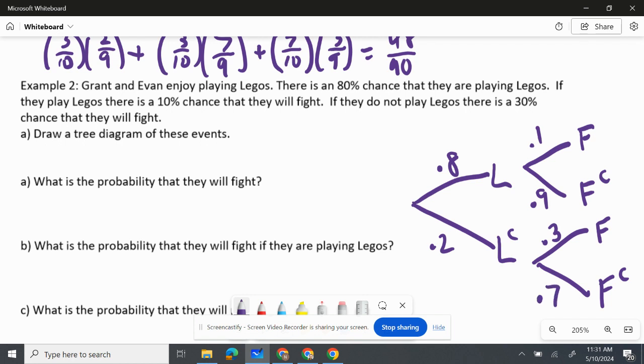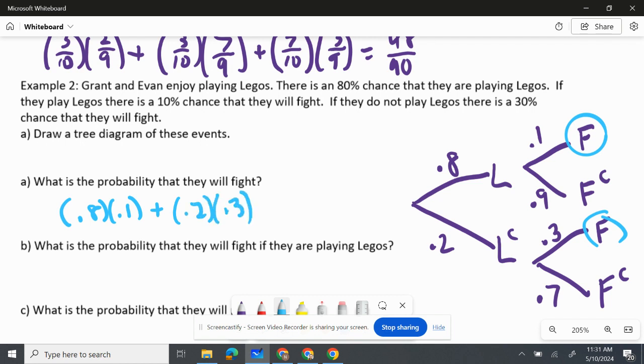So what's the probability that they fight? Now, if they fight, we're trying to figure out how do you get to F? Well, that would be Legos and fighting, or it could be not Legos and fighting. And so when we calculate that, what we have is 0.08 and 0.06, which of course gives us 0.14.